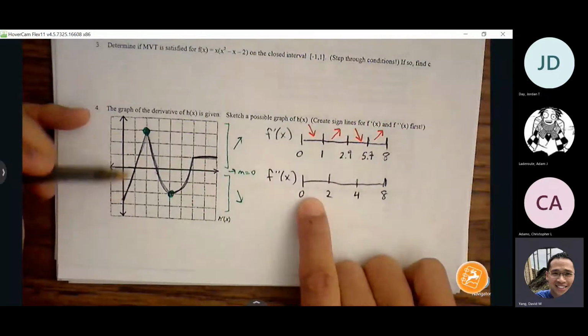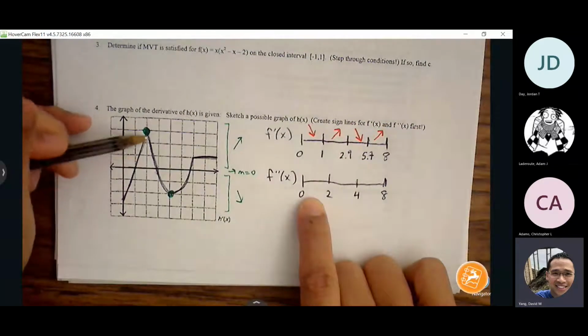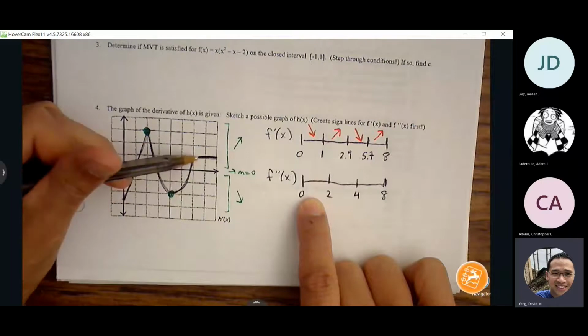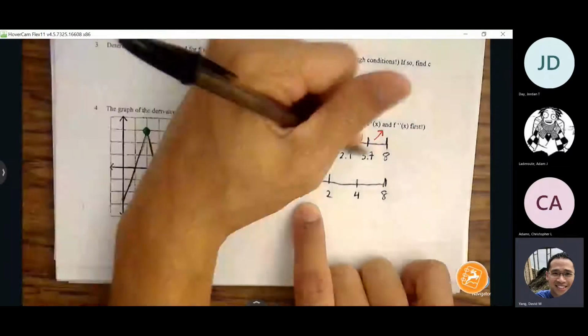Now we look at the slope, right? Positive slope means concave up. Negative slope, concave down. Positive slope, concave up.